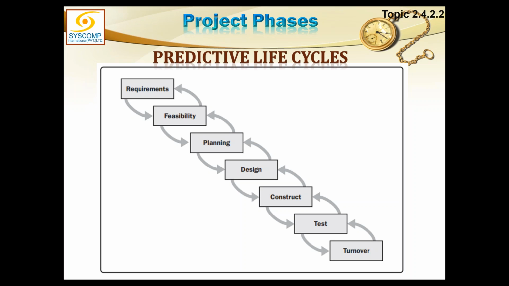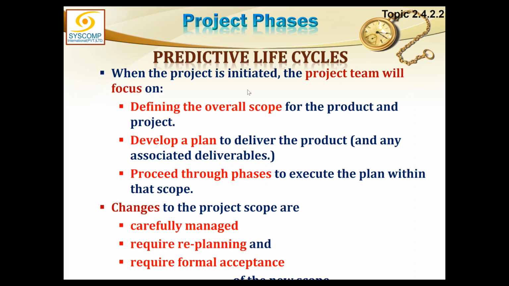So this is kind of a predictive life cycle. When the project is initiated, the project team will focus on defining the overall scope. More focus there is on defining the overall scope, developing a plan and proceeding through the phases. Changes to the project scope are carefully managed because they are few, and they require replanning, and formally they require the formal acceptance, and the scope is renewed and the plan is renewed accordingly. But you see, these changes do not matter a lot as compared to other life cycles we are going to be studying.